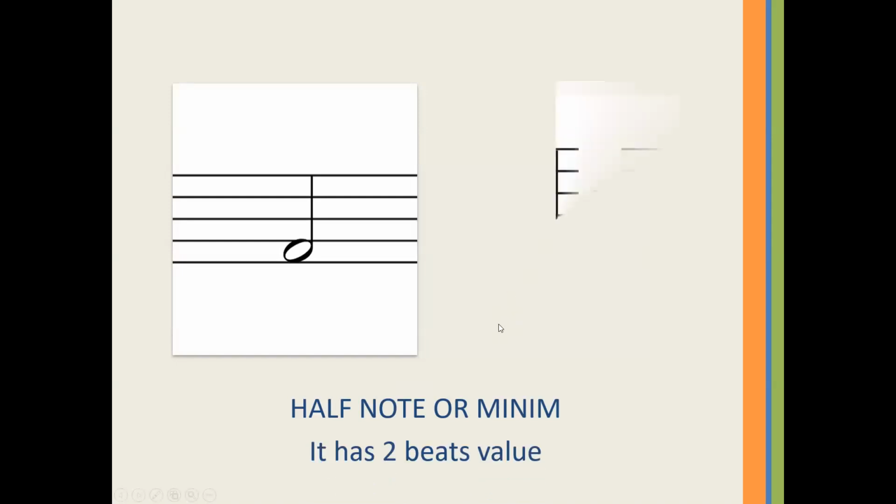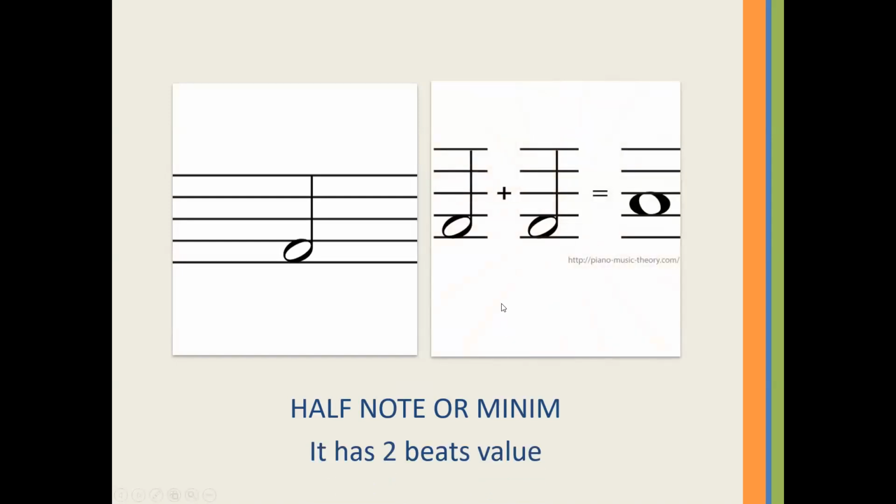It's a minim. Thank you very much. And what's the value? How many beats does it have? It has 2 beats. Okay, that's a half note or a minim, and it has 2 beats. And so we notice that when we have two minims, the value of one minim is 2, plus another minim, its value is 2. 2 plus 2 will give you 4. And remember, we have a whole note or a semibreve, and its value is 4 beats.